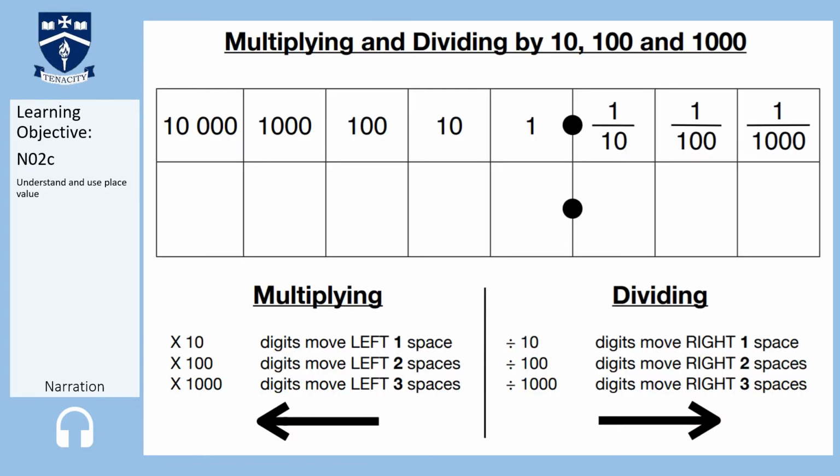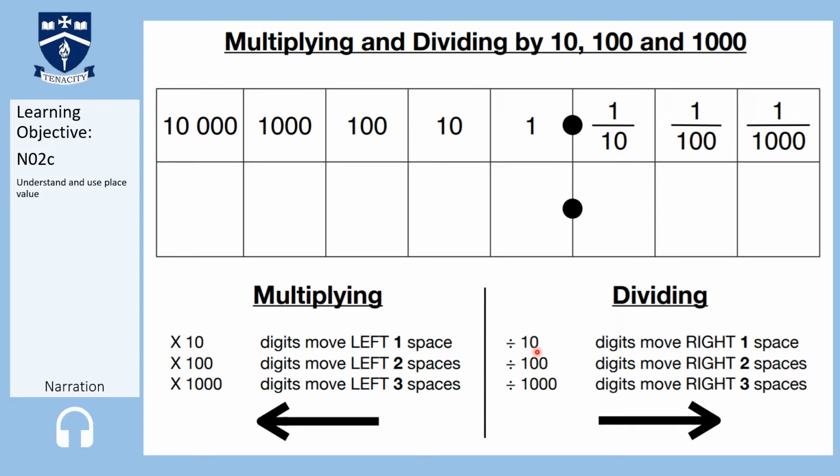We can generalise and say when multiplying by 10, the digits will move one space to the left. When multiplying by 100, the digits move 2 spaces to the left. When multiplying by 1000, the digits move 3 spaces to the left. You'll notice a pattern. The number of digits you move to the left matches how many zeros are in the power of 10. 1000 has 3 zeros, and I move 3 spaces to the left. It's quite a handy pattern to notice when multiplying and dividing by 10, 100 and 1000.